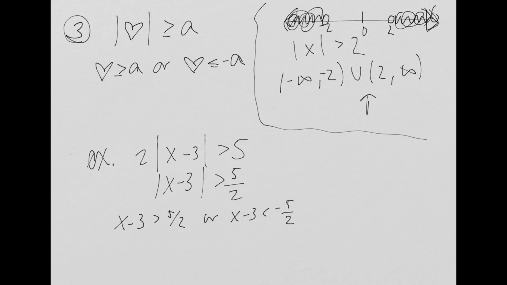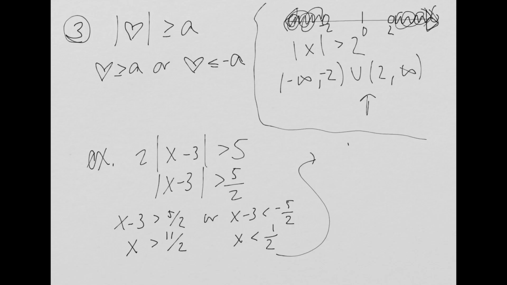And now I'm going to add 3 to both sides. So let's see, 3 is 6 halves. If I add 3, I'm going to get 11 halves over here. Same thing, I'm going to add 3 to this side. So if I add 3, I have 6 halves. I have my negative 5 halves plus 6 halves gives me 1 half.